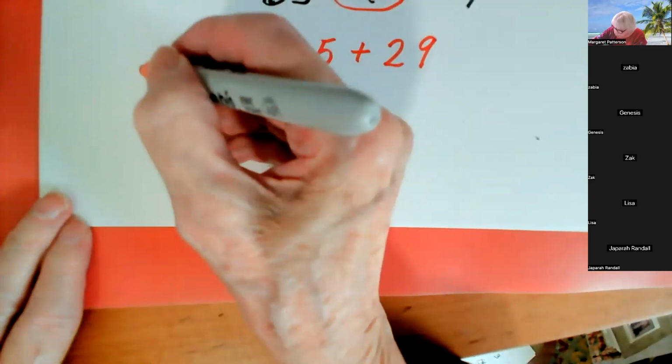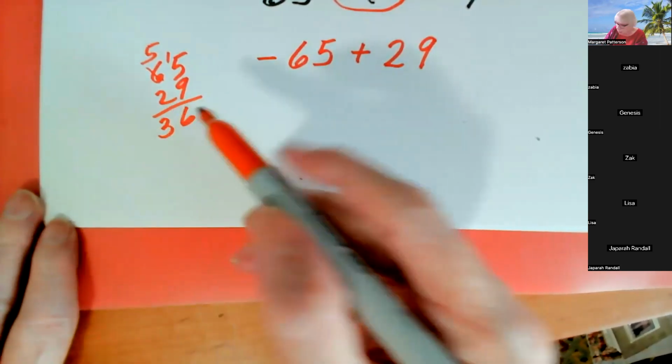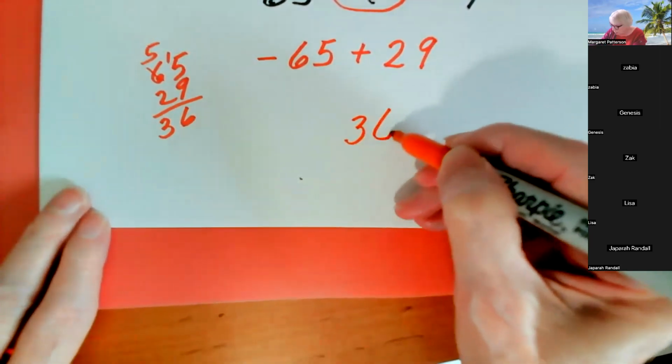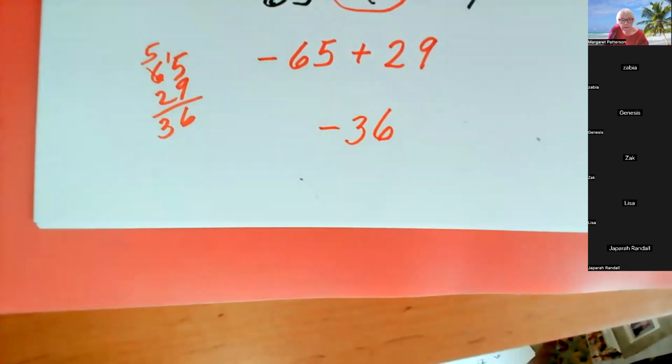This is 6, it's a borrow. So I'm getting 36. If you see an error, let me know straight away. But I think it's 36, but it's negative. Is that right? Yes. Okay, good job.